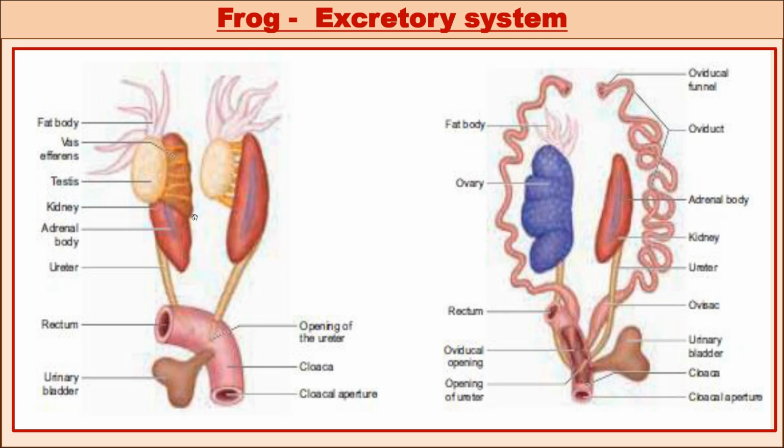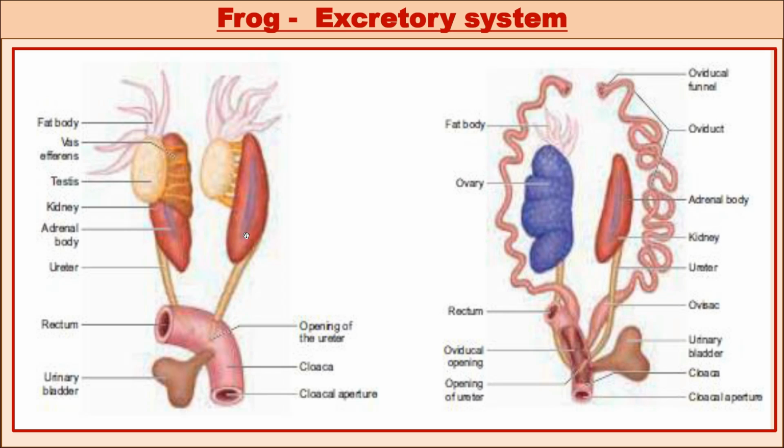Along with the kidneys, they have the ureters. These are the two tubular structures that arise from each of the kidneys. They are called ureters, that will pass the urine that is filtered from the blood by the kidney to the urinary bladder. And this is the urinary bladder. This opens into the common opening which is called cloaca.